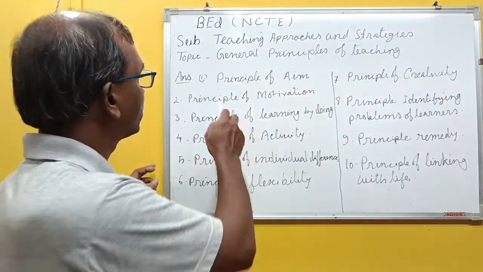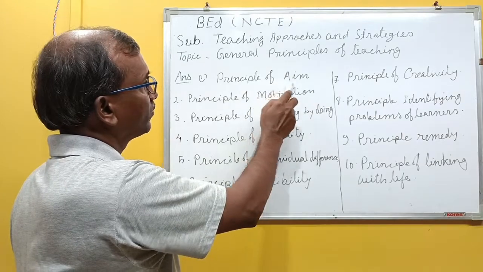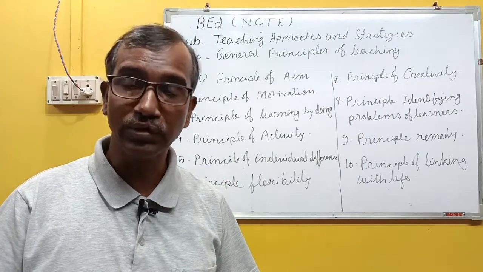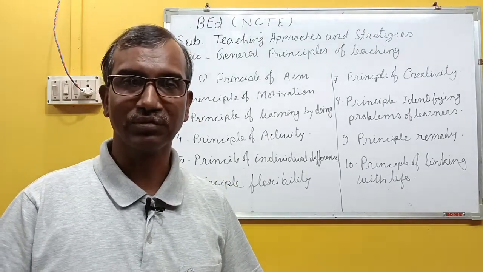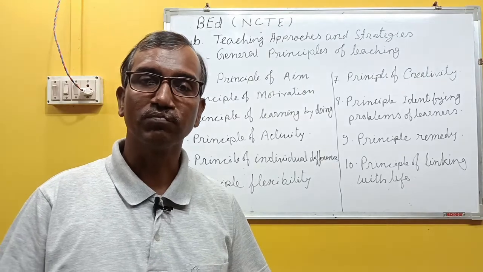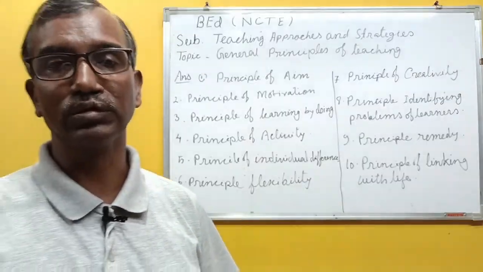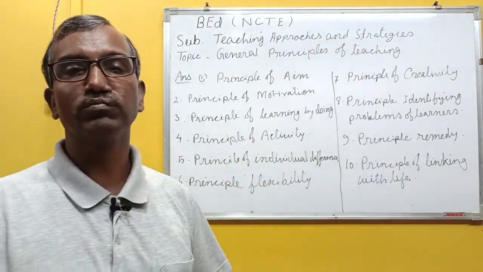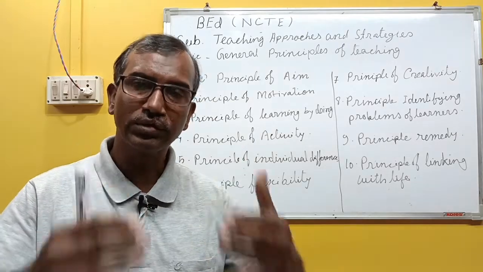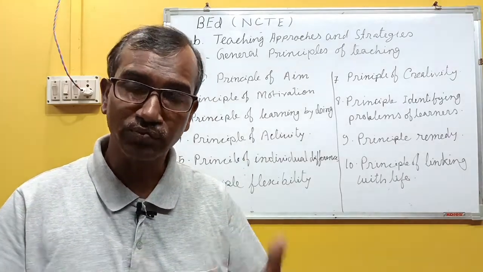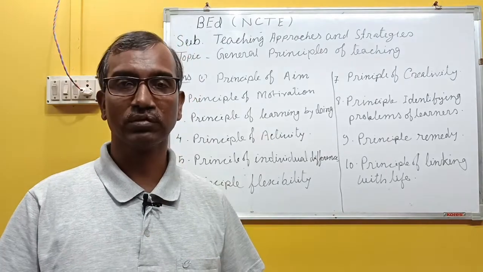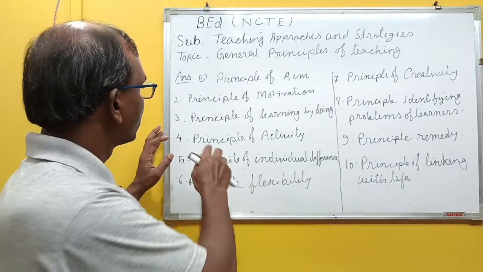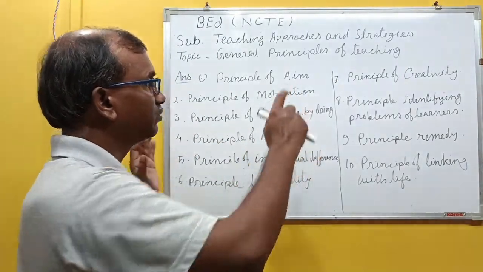Let us see number one. The general principle is the principle of aim. That means teaching should be, very simply, goal oriented. What is the principle of aim? Teaching should be goal oriented. Number two, principle of motivation. Principle of motivation means the teaching of the teacher should be inspiring so that it activates the learners to learn again and again.